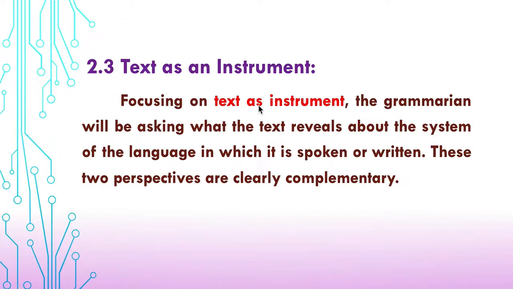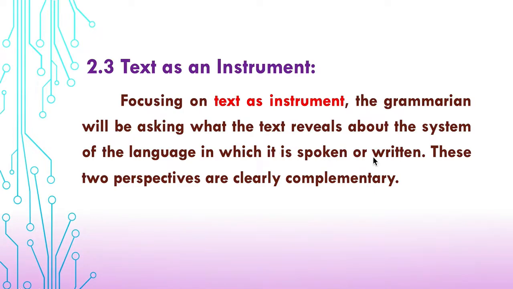Look here, when we talk about text as instrument, it means that the grammarian will be asking what the text reveals about the system, what the text gives more information about the system of the language, how the language has been formed, how the language has been exploited in writing the text and this composition. We have beautiful poetry, we have beautiful composition. How has this beautiful poetry been written, what is the beauty of the language, and so on and so forth. So what the text reveals about the system of the language in which it is spoken or written.